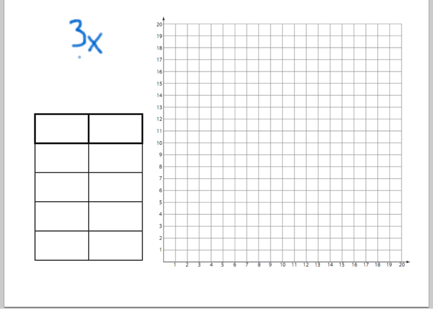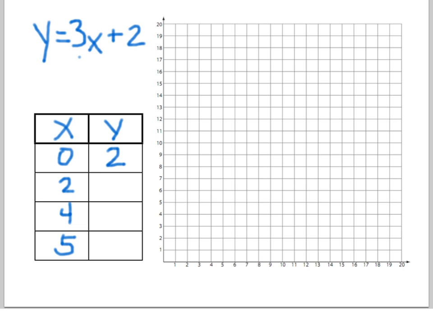And how much do you have to donate to start? $2. So his total, depending on how many miles he walks, we're going to say is equal to y. So let's go ahead and set up a table here. And let's just say 0, 2, 4, and let's say 5. So if he walks 0 miles, that's 3 times 0, but he'd have his $2 there that he donated to start, so his total would be 2.